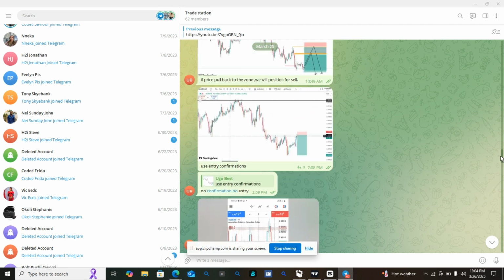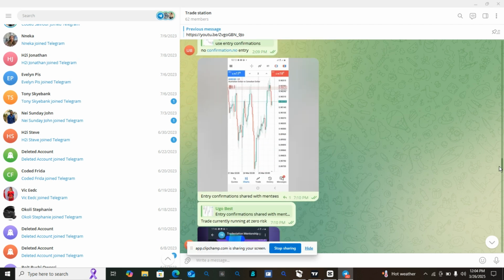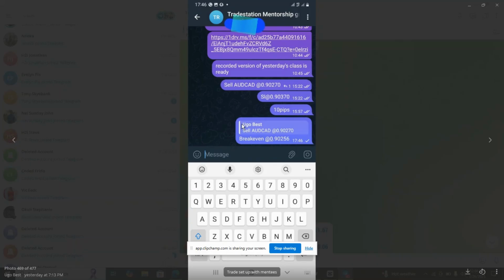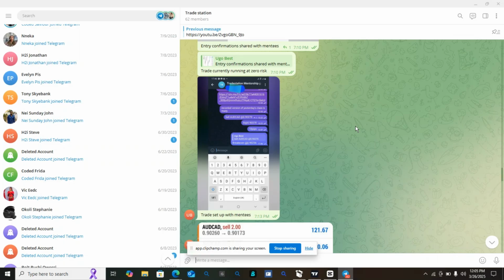Let me show you. I have the screenshots. This is a screenshot of that directive. I said sell AUD CAD at 0.90270, stop loss at 0.90370, 10 pips stop loss. After about 2 hours, price moved in our favor, and I said break even at 0.90256, risk-free trade. And the rest is history. Price moved in our direction.